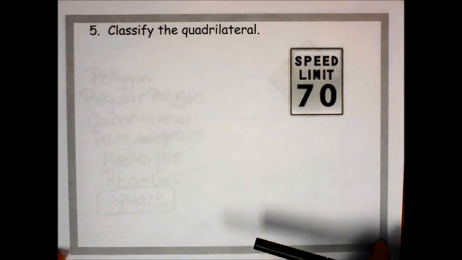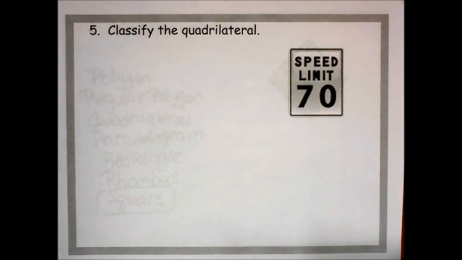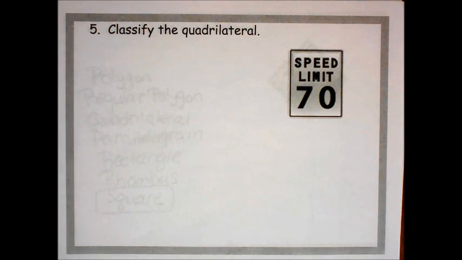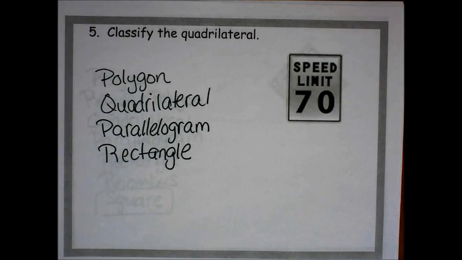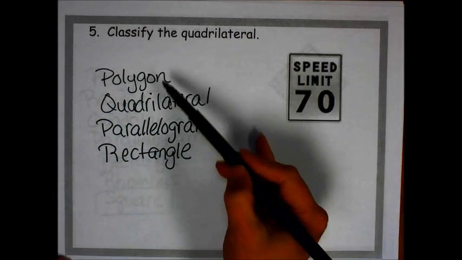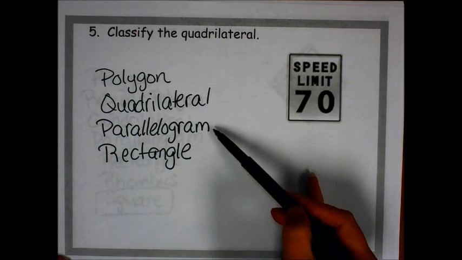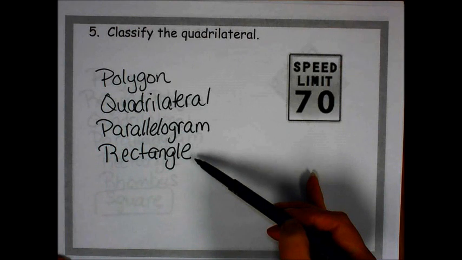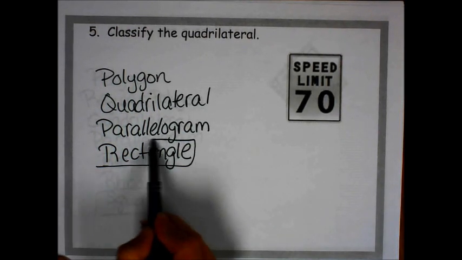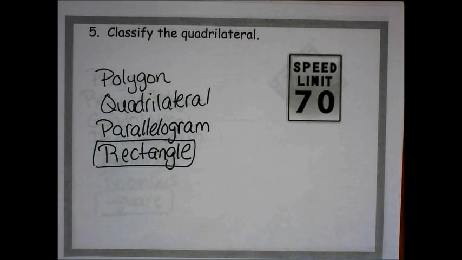Number 5, I would like for you to hit pause and list all of the names for figure number 5. Okay, let's check your work. You should have named this figure a polygon, a quadrilateral, a parallelogram, and a rectangle, with a rectangle being the most specific name you can give it.